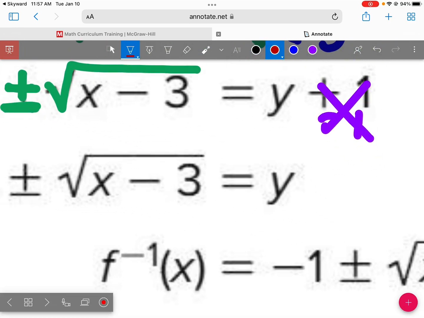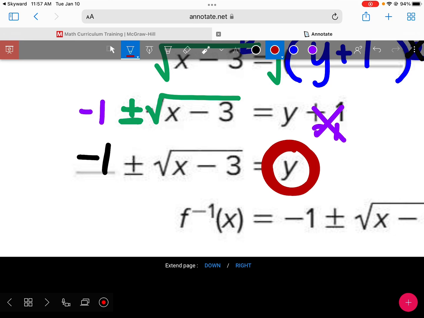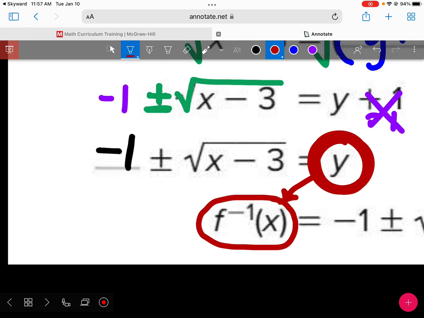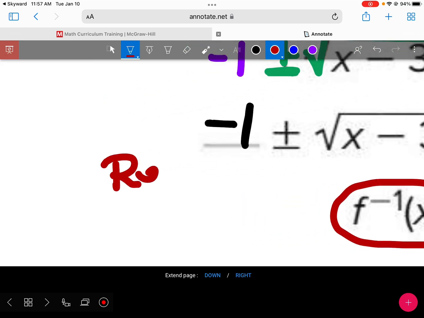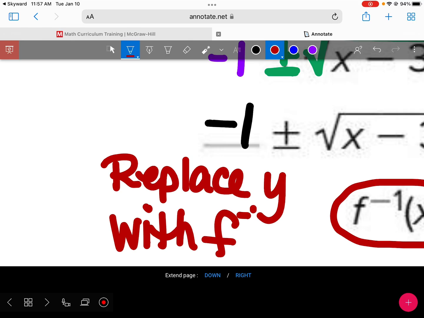Very last thing I need to do: do I leave y in my final answer? No. What do I replace it with? F of x with that little negative 1. Replace it with your inverse function notation. Replace y with f inverse of x.